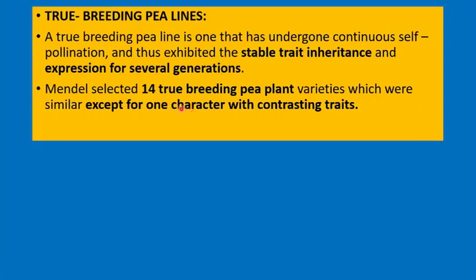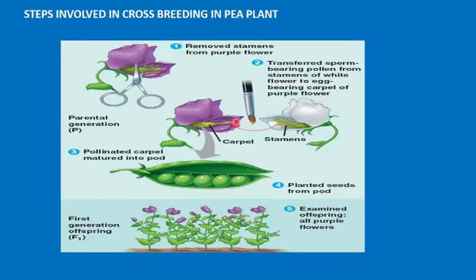Mendel selected 14 true breeding pea plant varieties which were similar except for one contrasting character. That means all the pea plants were similar in, for example, flower position and seed shape. But if it was a contrasting character, such as height, it might have a different property. Now, for the cross pollination in the pea plant, what were the steps taken by Mendel?